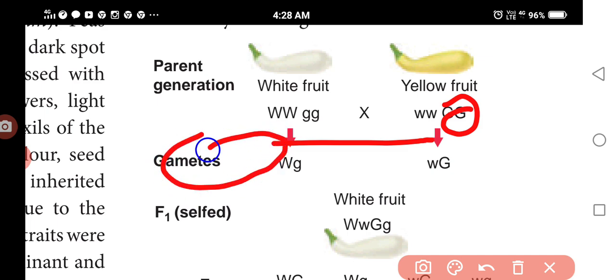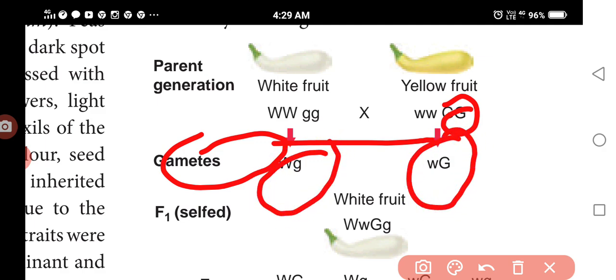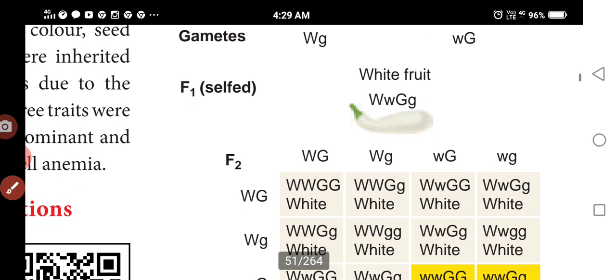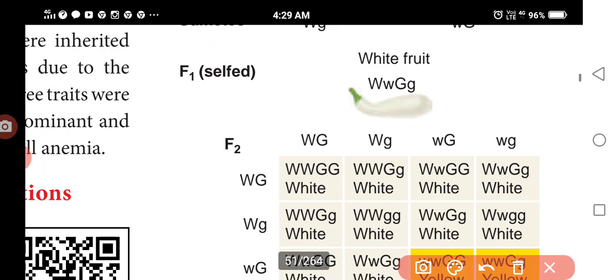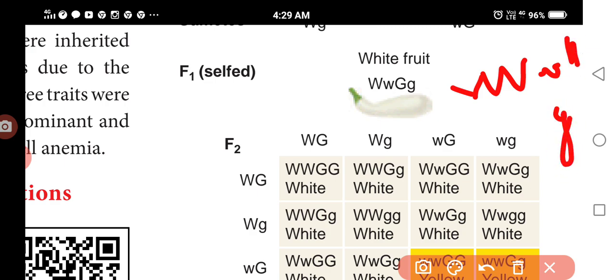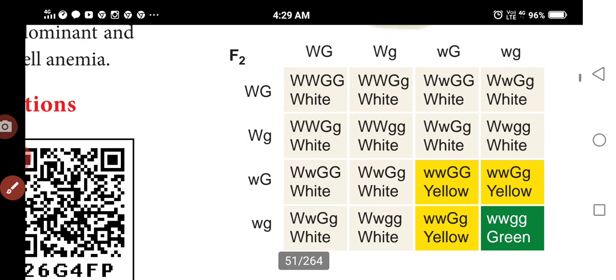The gametes formed during meiosis are capital W small g and small w capital G. So white fruit will be formed in the F1 generation. It is heterozygous: capital W small w, capital G small g. When it is selfed, 16 combinations of gametes are formed. That is the F2 generation.